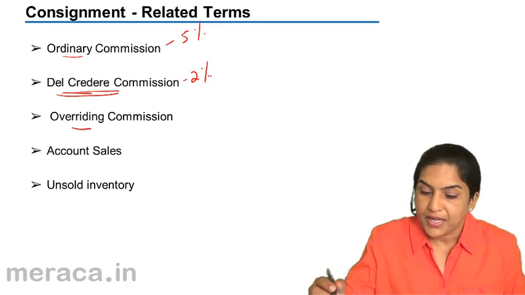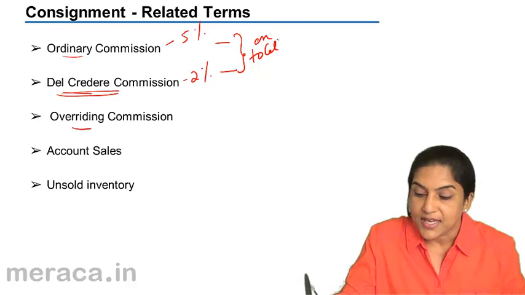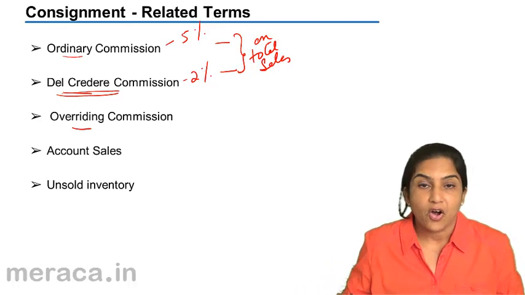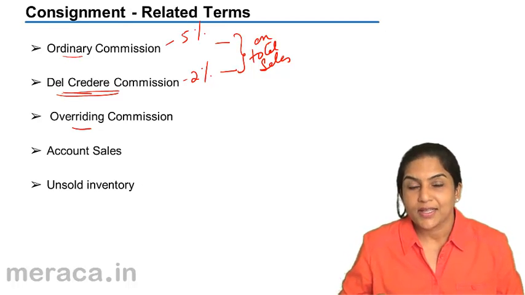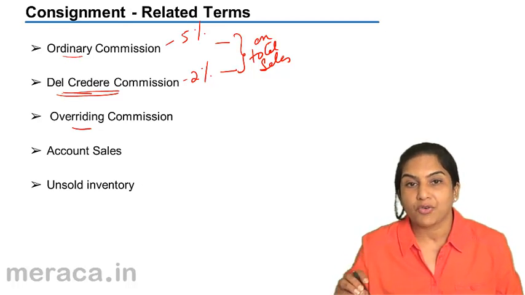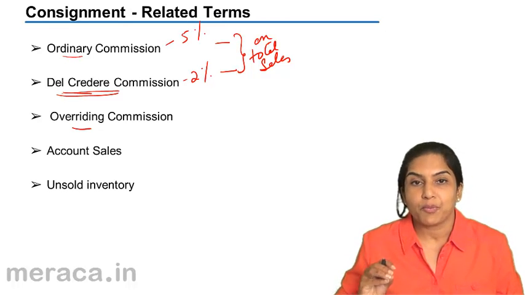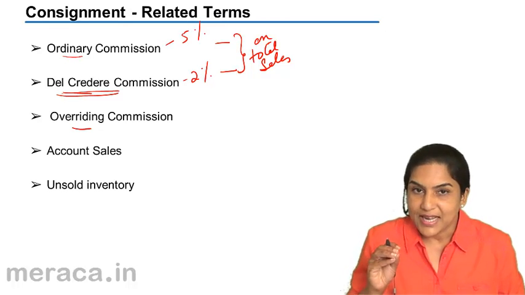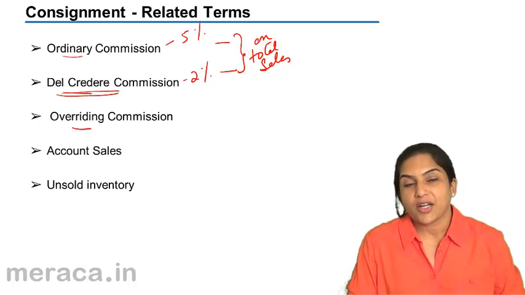Mind you, normally ordinary commission and del credere commission are both computed on total sales. Del credere commission is a commission so that the bad debt losses on account of credit sales will not be borne by the consignor but will be borne by the consignee. But this del credere commission is computed on total sales and not on credit sales unless otherwise specified.